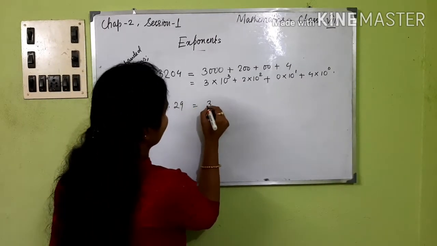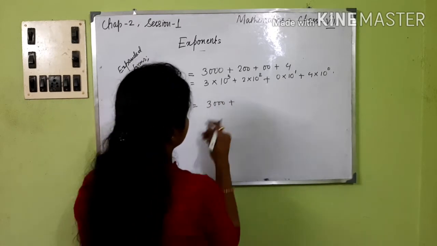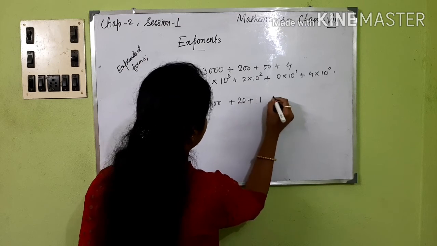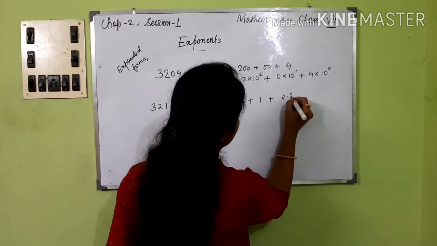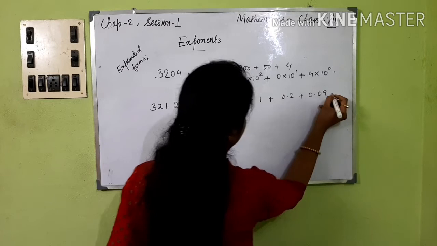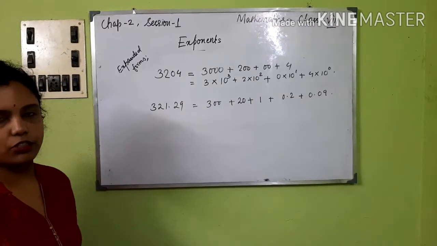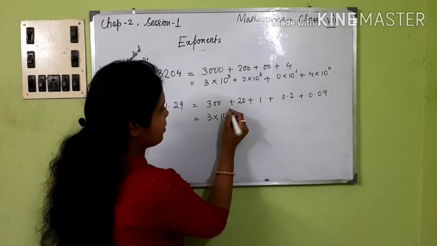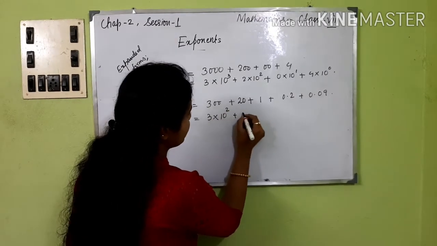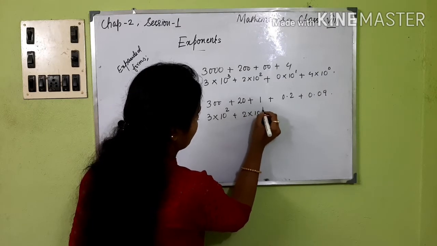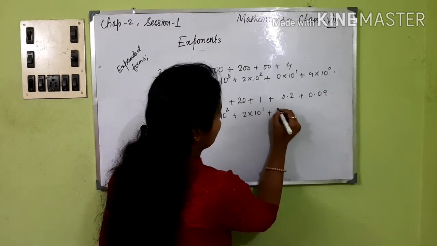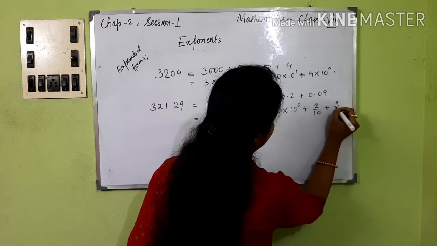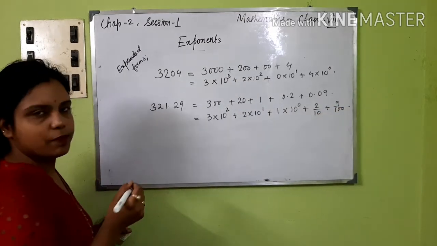Okay, so we are having 300 plus 20 plus 1 plus 0.2 plus 0.09, right? This is the expansion form. For this, let's write in the power form: 3 into 10 to the power 2 plus 2 into 10 to the power 1 plus 1 into 10 to the power 0, plus 2 by 10 plus 9 by 100. This is the expanded form.